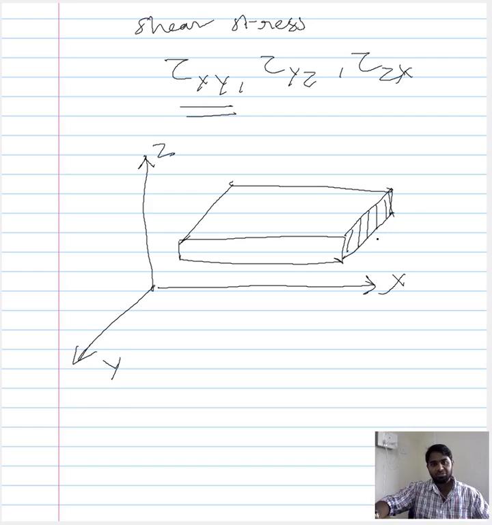And the direction along which it is acting is in the y direction. So this is what we mean by shear stress xy. Tau xy is acting along the x plane, and the direction is along the y direction. Now the area that is associated with this particular shear component is the area that has already been highlighted.